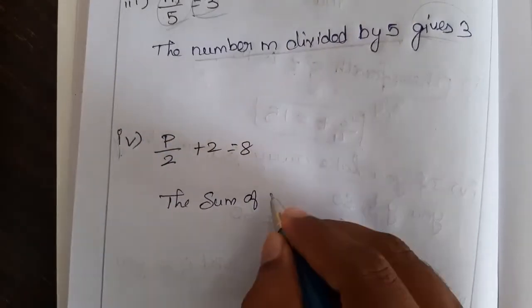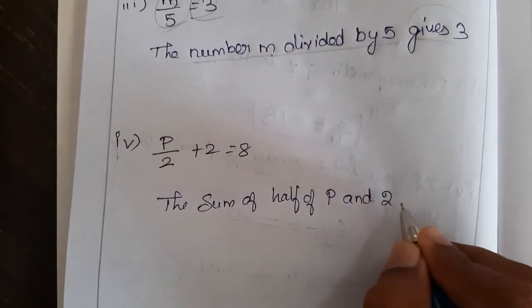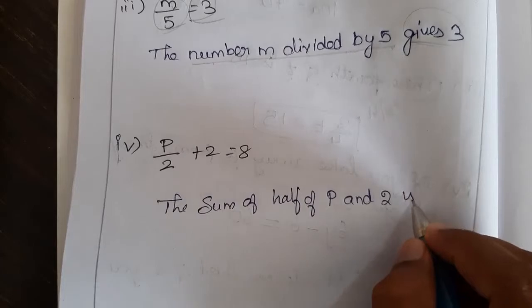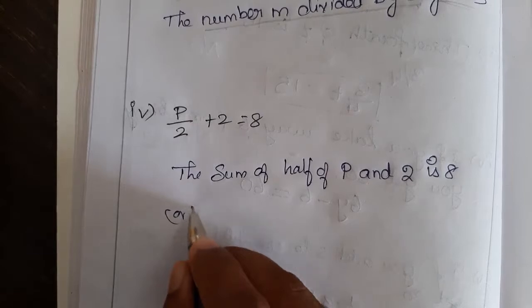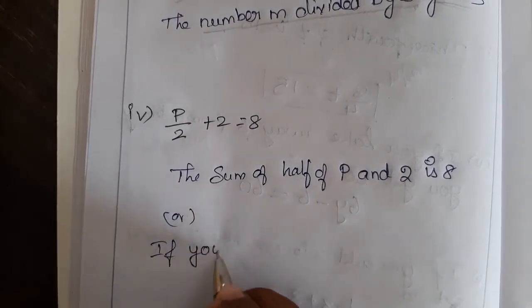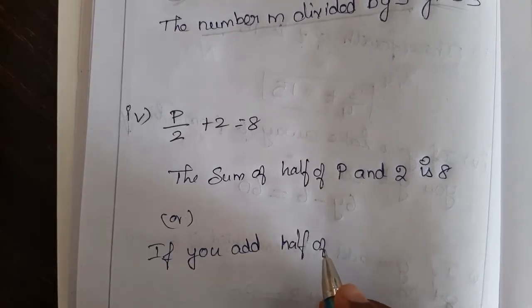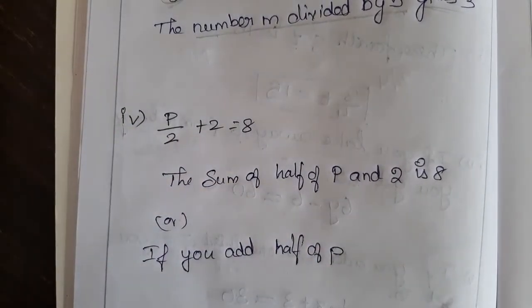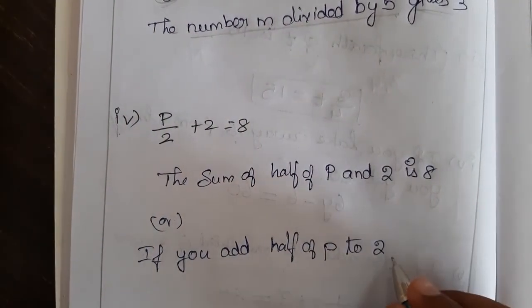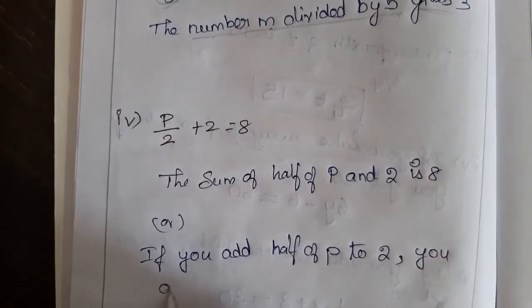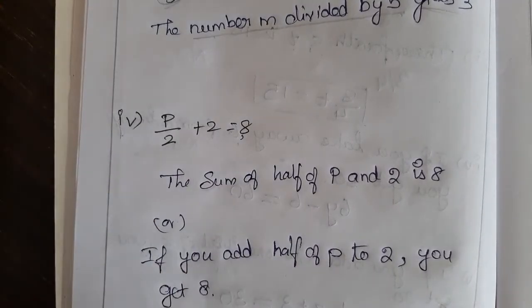The sum of half of P and 2 is 8, right? So another way, we can say, if you add half of P to 2, you get 8. Clear?